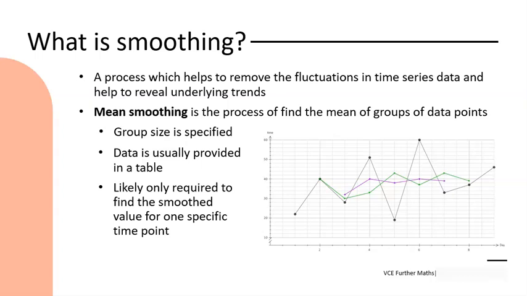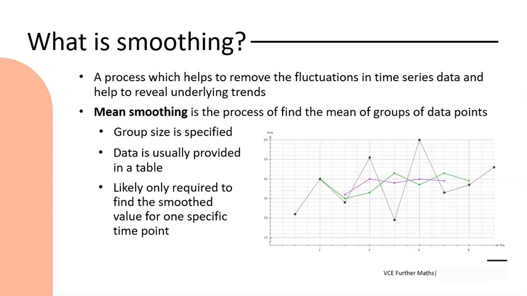In this section, we're going to be looking, as I said, at mean smoothing. So we are finding the mean of groups of data points, or the average as we traditionally know it. The group sizes are specified each time. The data is usually provided to us in a table, so it's unlikely that we get a graph. And we're likely to only be asked to smooth a particular time period set of data points, rather than a whole graph or a whole table worth of data.